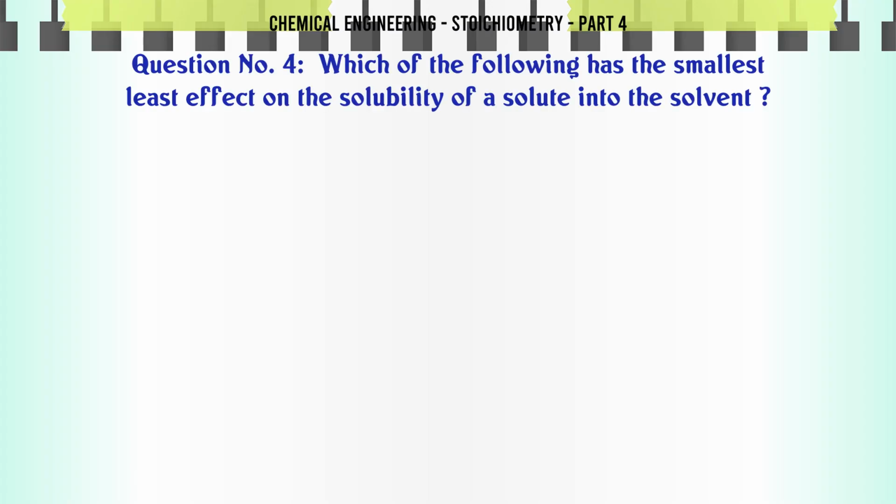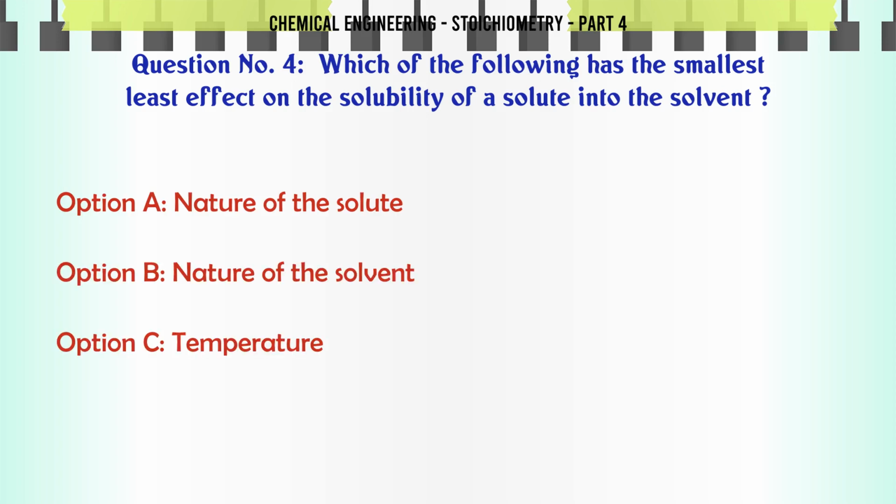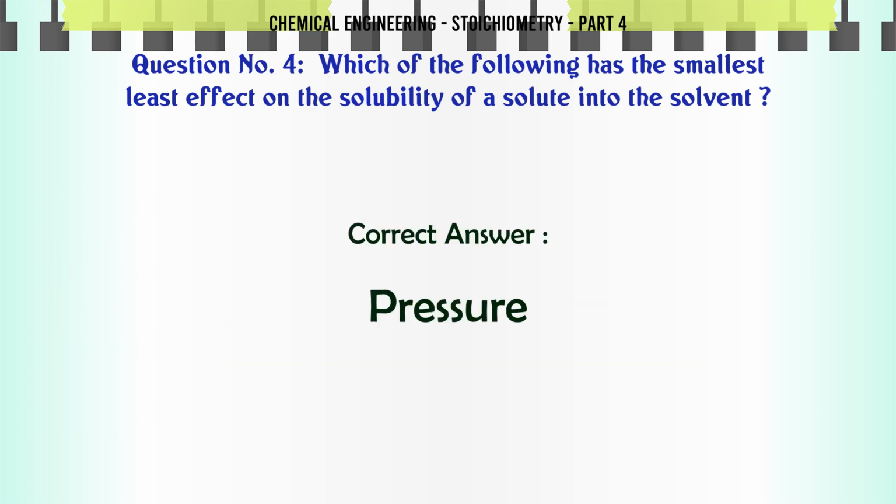Which of the following has the least effect on the solubility of a solute in a solvent? A: nature of the solute. B: nature of the solvent. C: temperature. D: pressure. The correct answer is pressure.